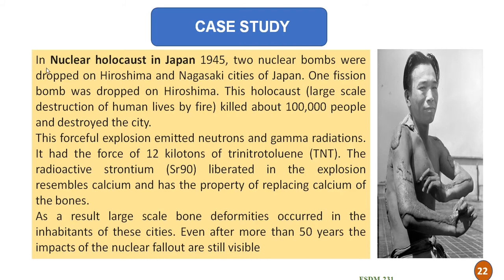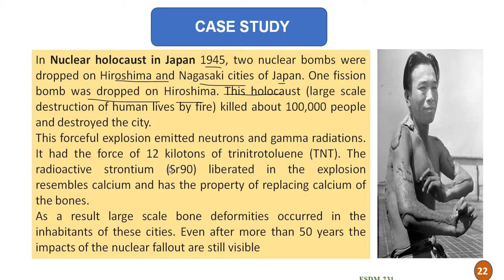Then case study: the nuclear holocaust in Japan in 1945. Two nuclear bombs were dropped on Hiroshima and Nagasaki, cities of Japan, and we all are aware of that. Due to this nuclear holocaust in Japan, vast devastation happened, and one fusion bomb was dropped on Hiroshima, and this holocaust, a large scale destruction of human lives by fire, killed about 1 lakh people and destroyed the city totally.